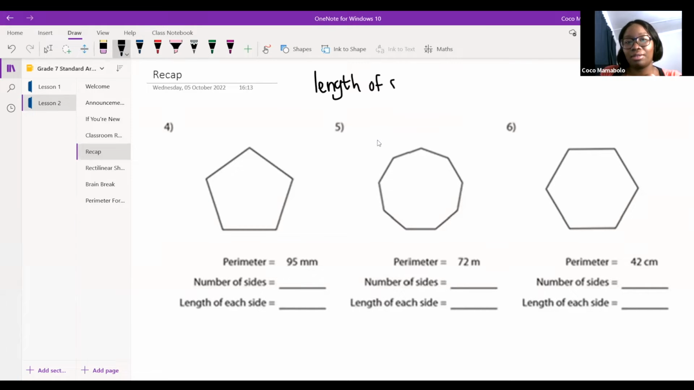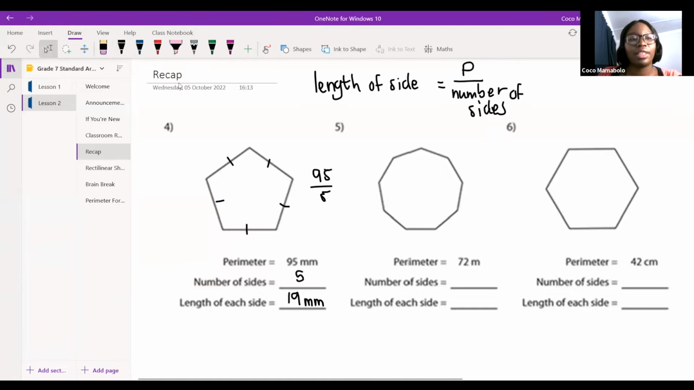Length of side, we're going to take the perimeter and divide by the number of sides. Right, excellent. So you're saying there are 5 sides, 1, 2, 3, 4, 5, you're correct. So if I divide 95 by 5, what am I going to get? 19 millimeters. Well done. I feel like this stuff is way too easy for you. Maya, let's go for number 2.